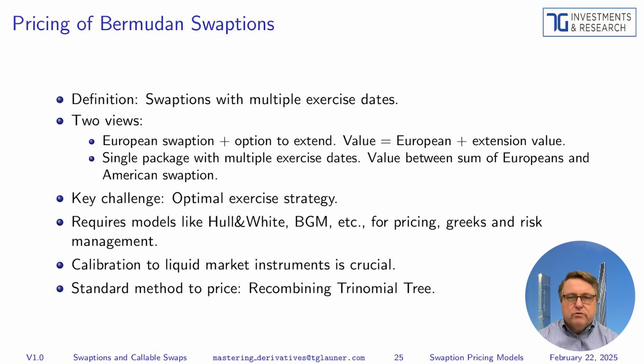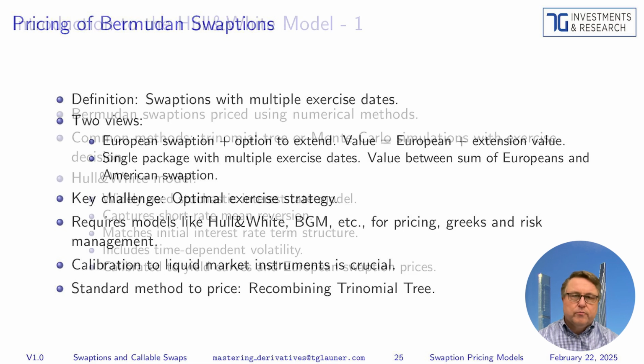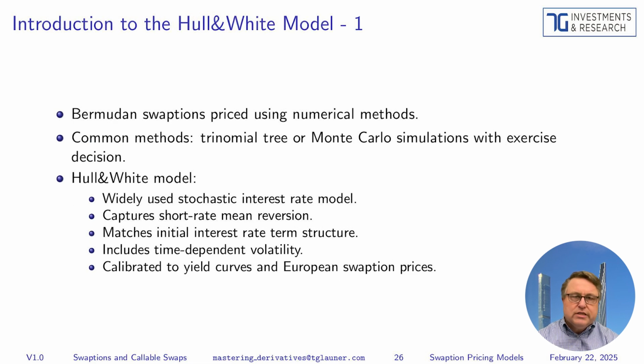One standard method for pricing Bermudan swaptions is the recombining trinomial tree, which efficiently models interest rates and prices the early exercise option well. We will now cover in some detail the Hull-White pricing model.